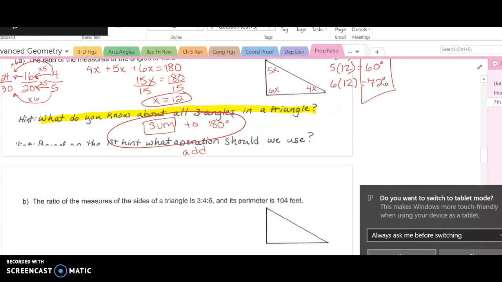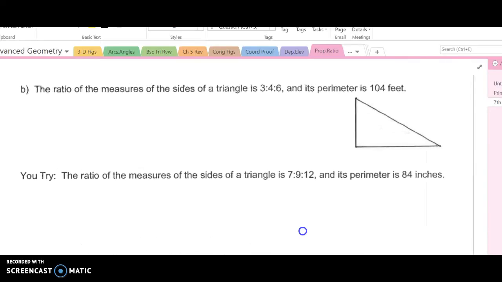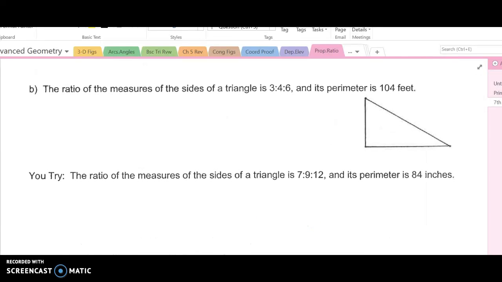Okay, so let's try another one. At the top of the next page, you have the ratio of the measures. This time it's sides, folks. So this time we're not thinking about how much angles add up to. We're thinking about how much sides add up to. Now, lucky for us, sides, they told us the perimeter is 104. That's what they add up to, right? So we're talking about 3x for this side, 4x for this side, and 6x for the hypotenuse.